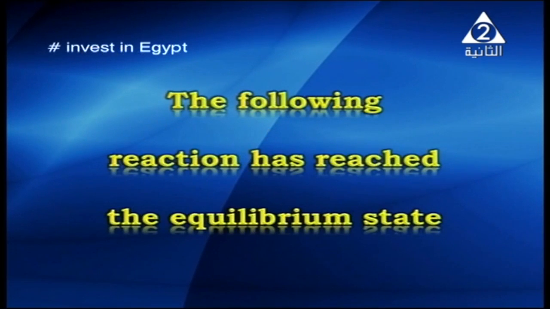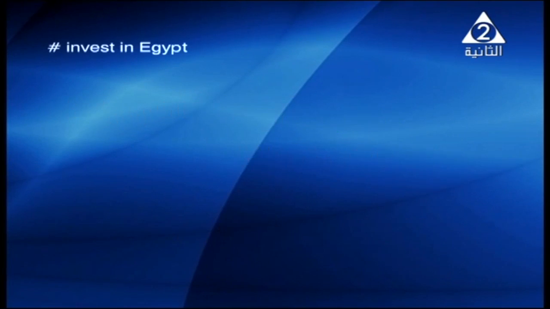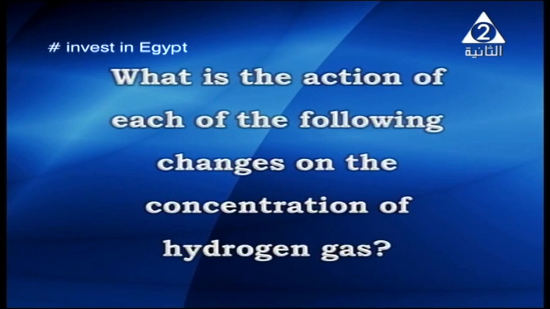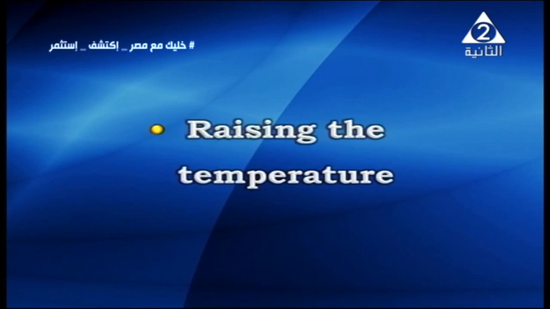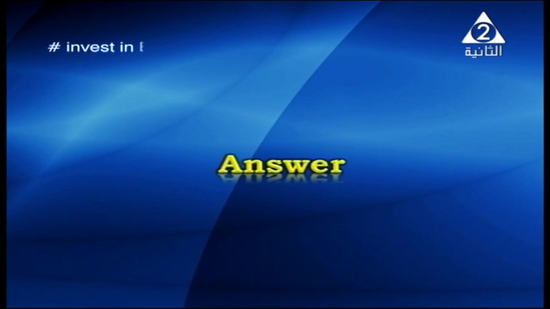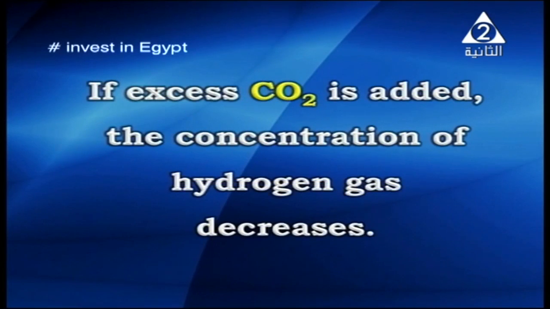Next type of question: the following reaction has reached the equilibrium state. H2 plus CO2 gives H2O plus CO, and delta H equals positive 41.1 kilojoule. What is the effect of each of the following changes on the concentration of hydrogen gas? Adding excess carbon dioxide gas, raising the temperature. The answer: if the temperature is raised, the concentration of hydrogen gas decreases. If excess carbon dioxide is added, the concentration of hydrogen gas decreases.